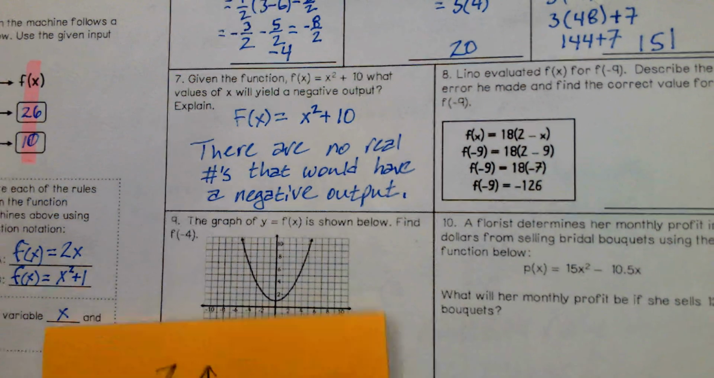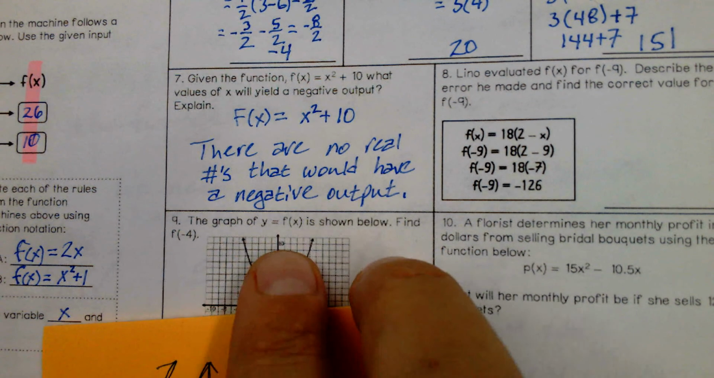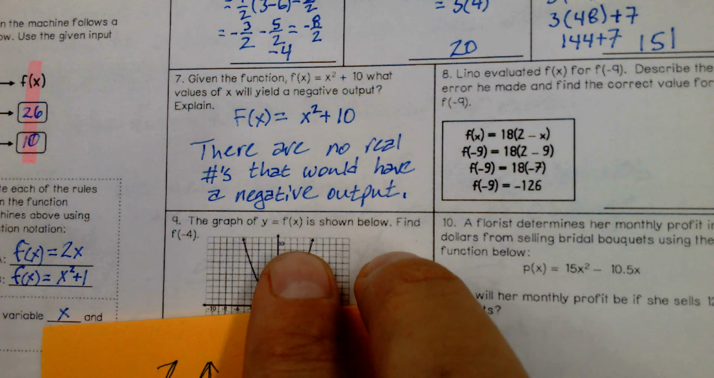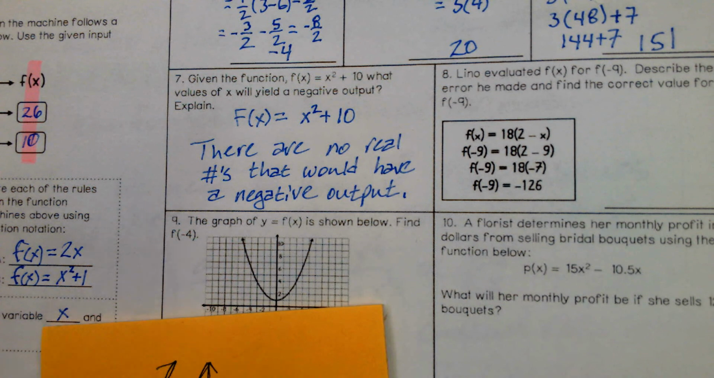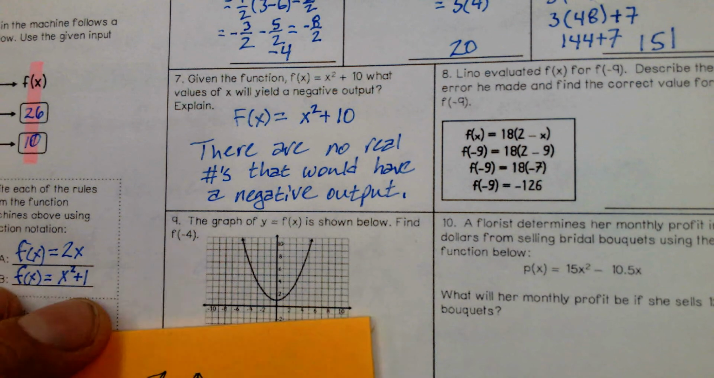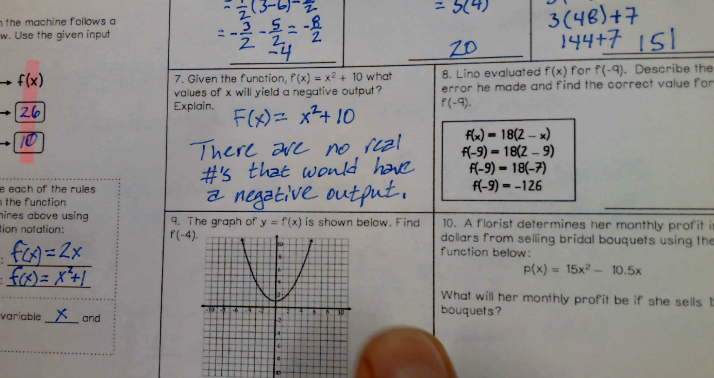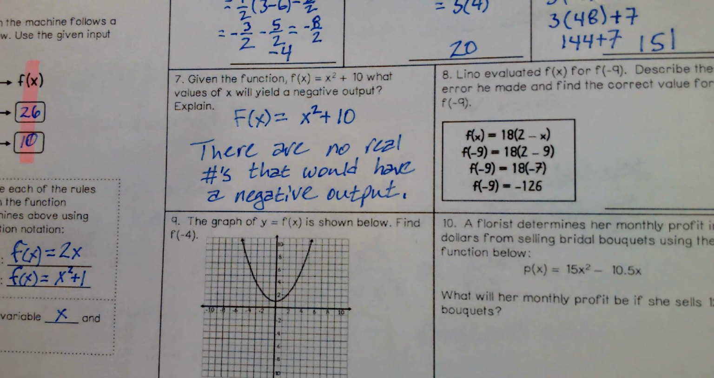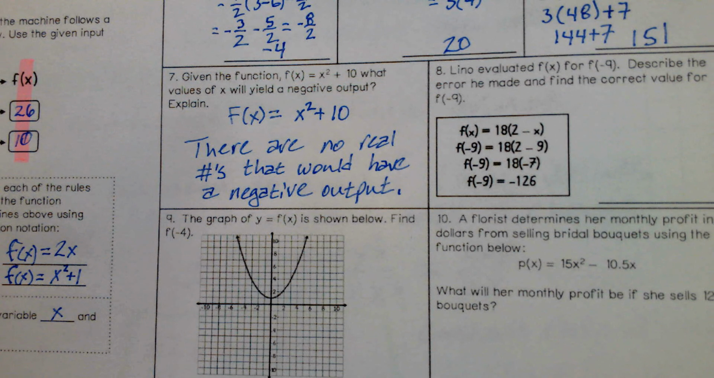You would do something bigger. So you would square like 5i. That would give you negative 25. Plus 10 would be negative 15. So there are numbers on the imaginary number line that would work to give you that answer. Good question.